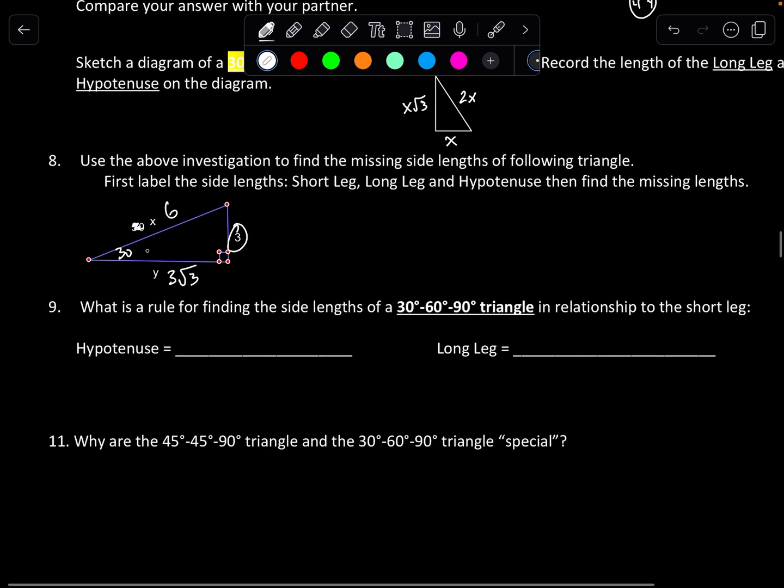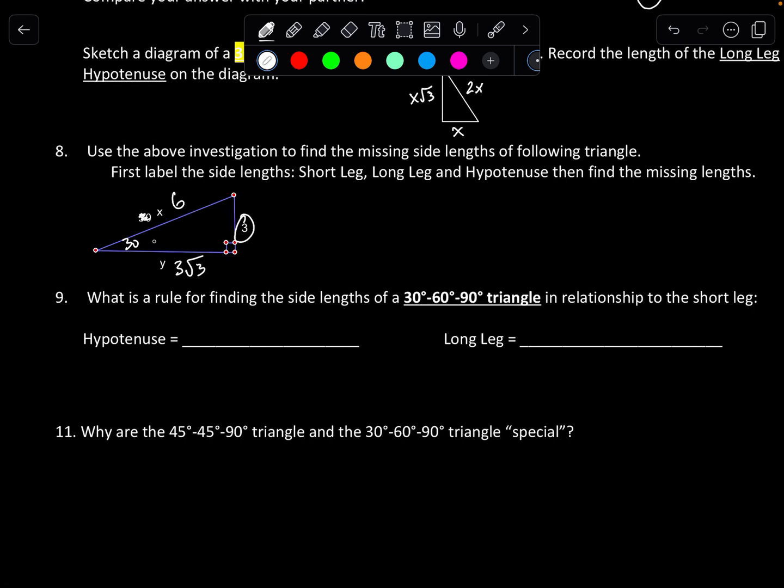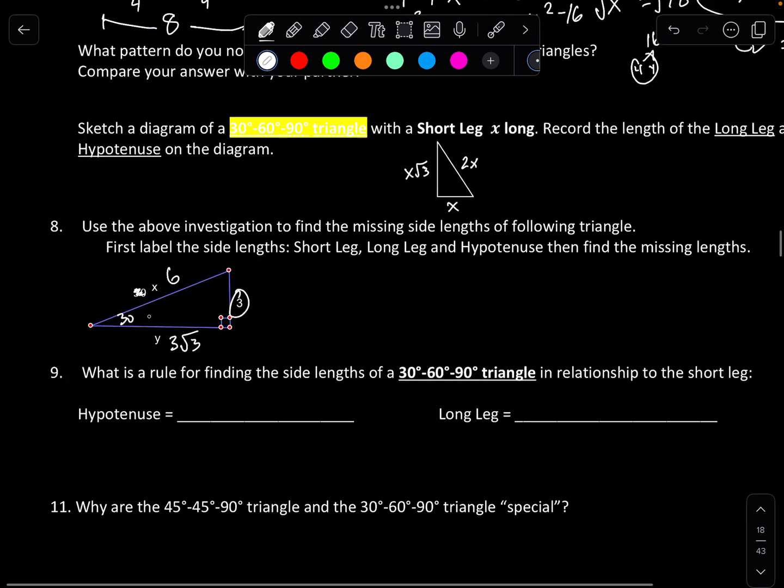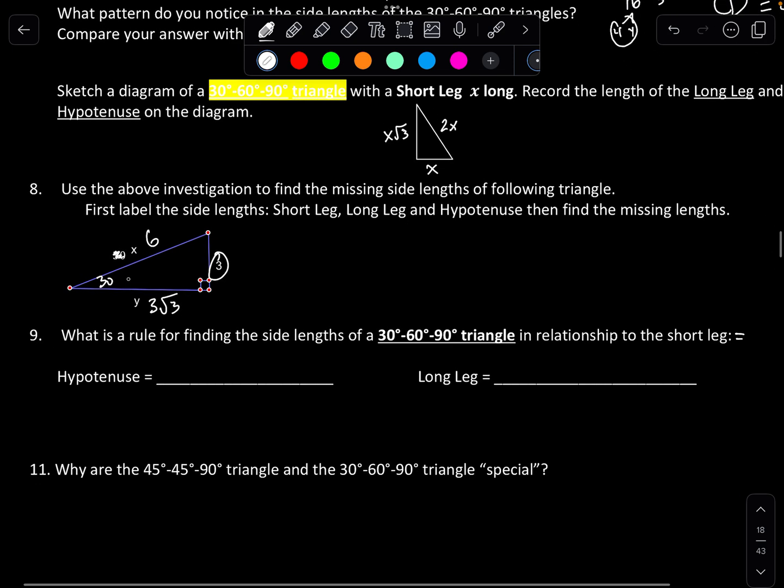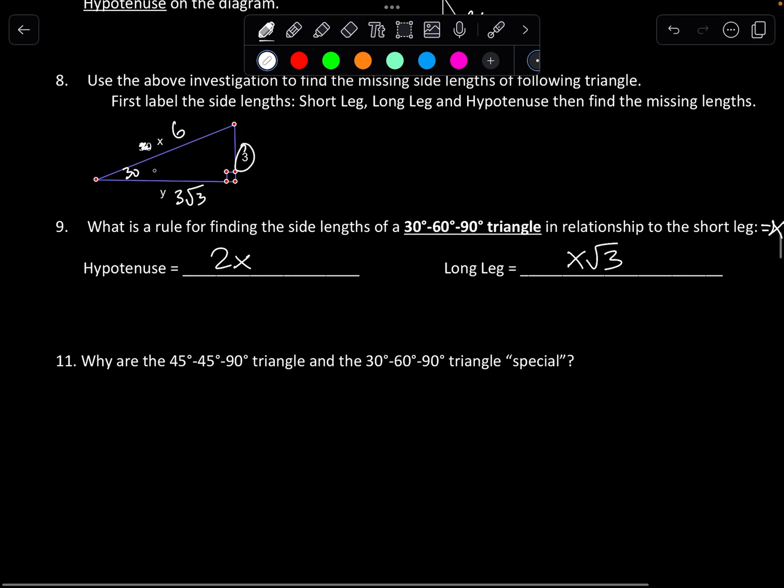So what is a rule for finding the side lengths of a 30, 60, 90 triangle in relationship to the short leg? Well, if the short leg is x, the hypotenuse is 2x, and the long leg is x root 3.